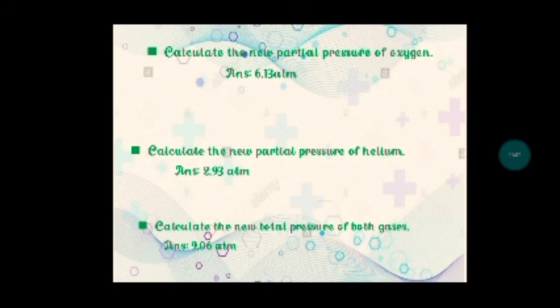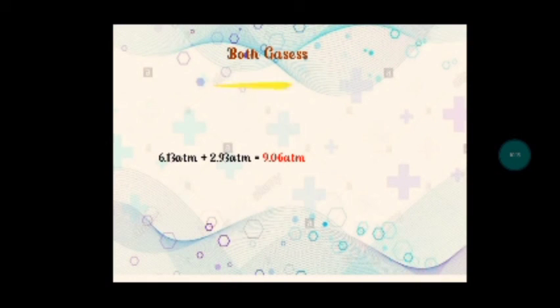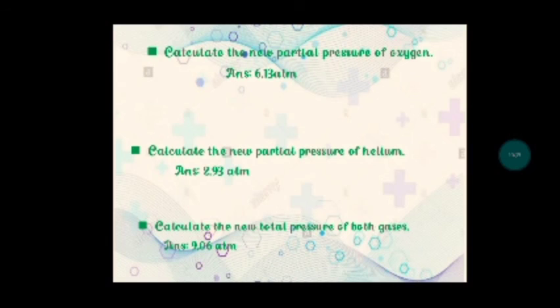Calculate the new total pressure of both gases. For these two gases, we just add the new partial pressure of oxygen, which is 6.13 atm, plus the new partial pressure of helium, which is 2.93 atm, that results in 9.06 atm. So the total pressure of both gases is 9.06 atm.